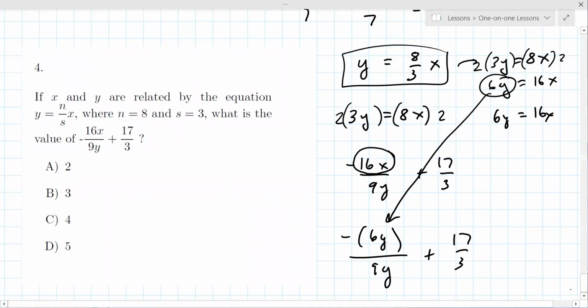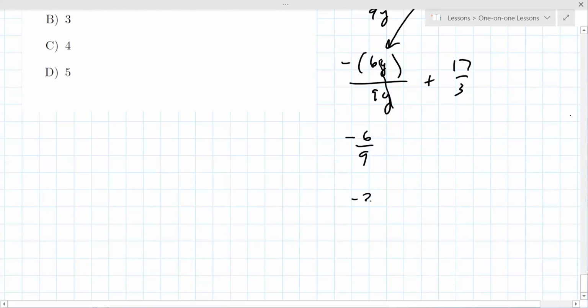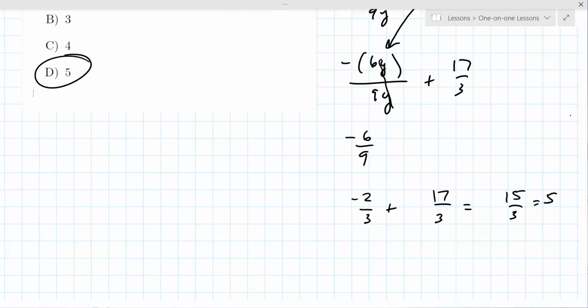Right. Okay. So then, all right, let me just put this down. Okay. So then you just add, the y's cancel. You have negative 6 over 9, which becomes negative 2/3, plus 17/3, which becomes 15/3, which becomes 5. Definitely need to do another one of these, in my opinion, to get this down here. So let me just snip in another one.